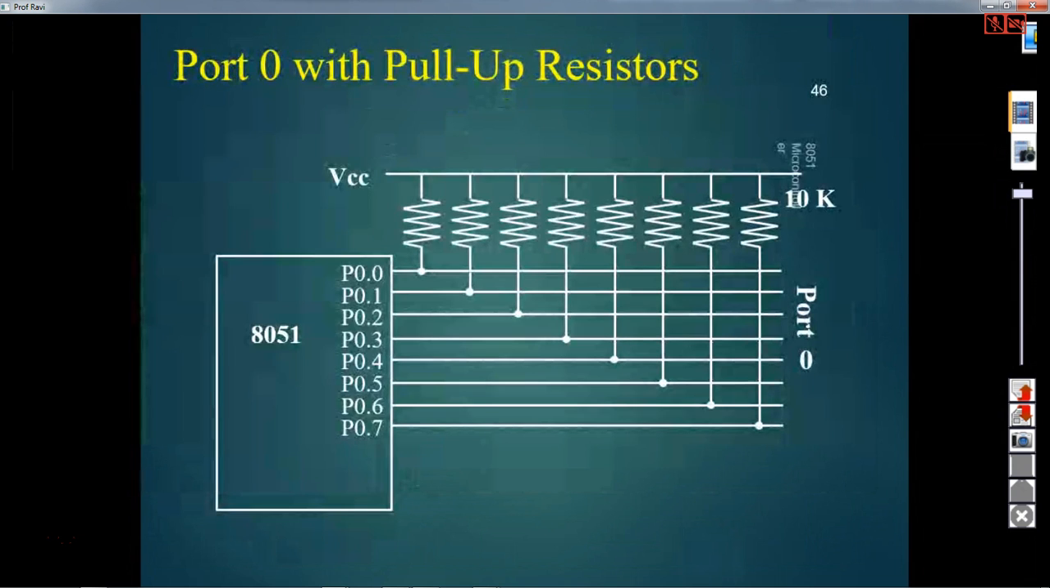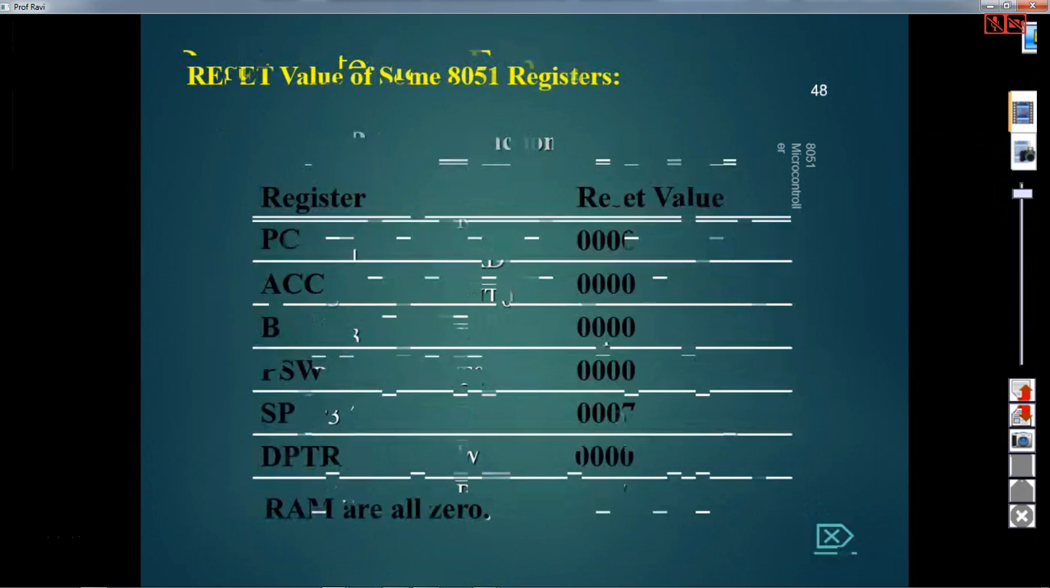So this is what we are doing. When you are using port 0 as an input port or output port, you connect resistors for each pin, and this is how you do the interfacing. Now here you can connect your sensor, your LCD, your keyboard or anything. The pull-up resistors are what you use the moment you use port 0 as an input port or output port.